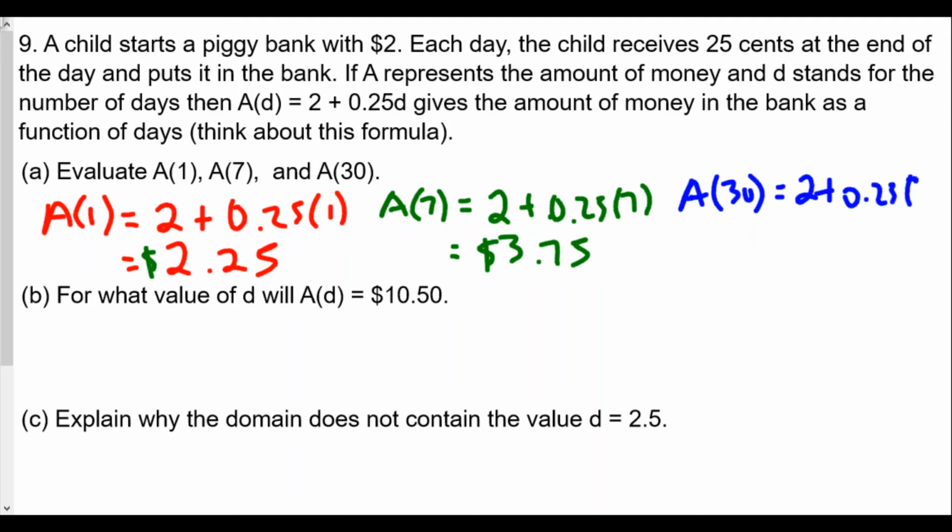0.25 times 30. Okay, so what's 30 quarters? Well, I know every 4 quarters is going to be $1. So I think 4 goes into 30 7 times. 4 times 7 is 28, so that's $7 with a remainder of 2, so it's $7.50. 2 plus $7.50 is going to be $9.50. Okay, now we say what value of D will A of D be 10.50?